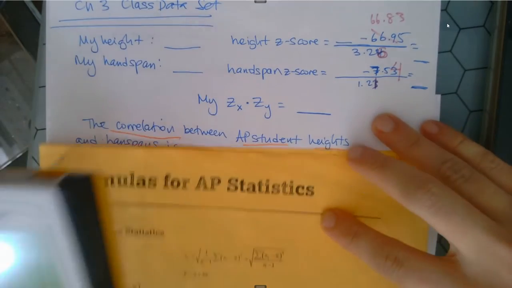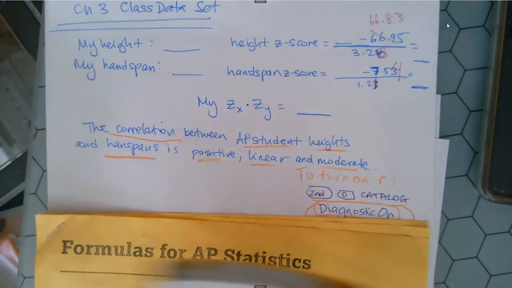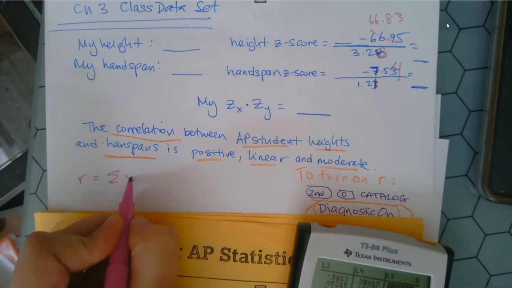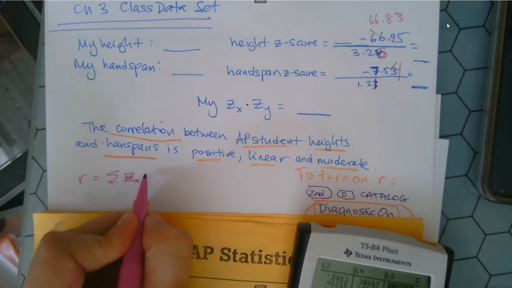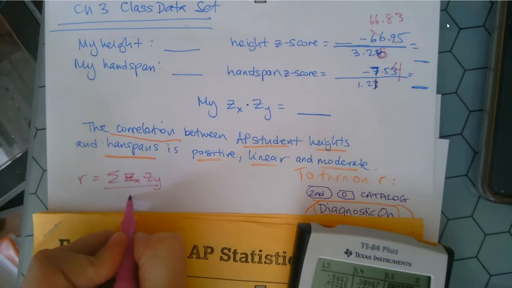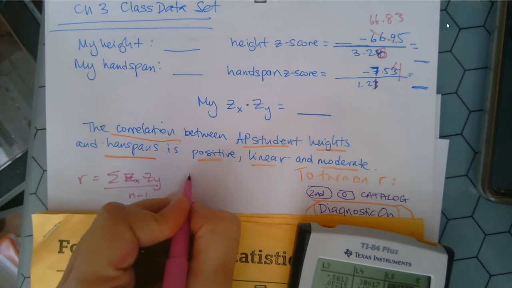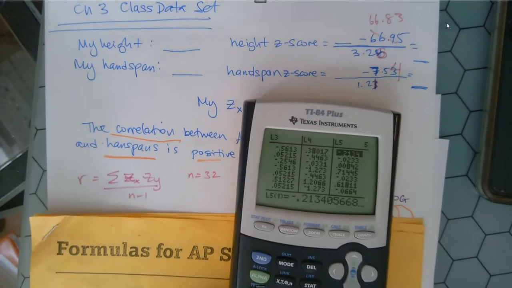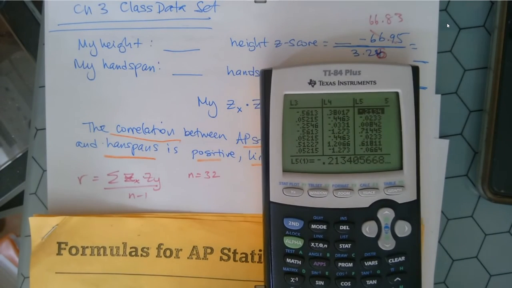And then to get the correlation coefficient, which by the way, guys, we didn't write down, which is an error. We added up everybody's z-score for x and z-score for y, and then divided by n minus 1. Currently our n is 32. So the calculator can totally add up your list for you as well. This is a little interesting.